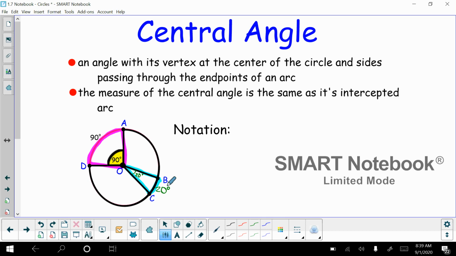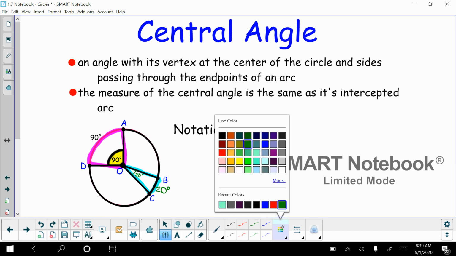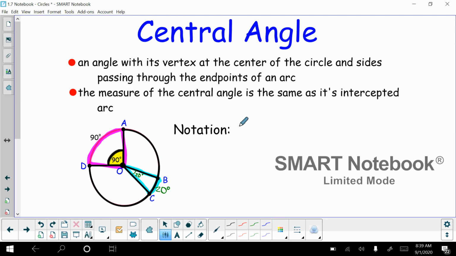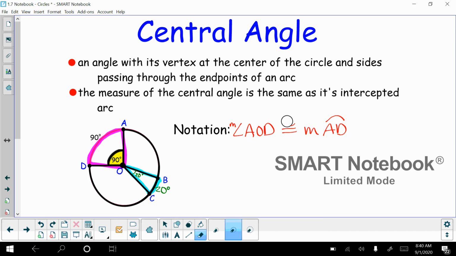Okay. So how do you name an angle? The same way you learned to name an angle before. So the pink angle would be angle AOD. Okay, and remember it's congruent, okay, to the measure of arc AD. So those two are congruent. They have the same measure. Maybe I should put measure here. So the measure of angle AOD is equal, we'll say equal, to the measure of arc AD.